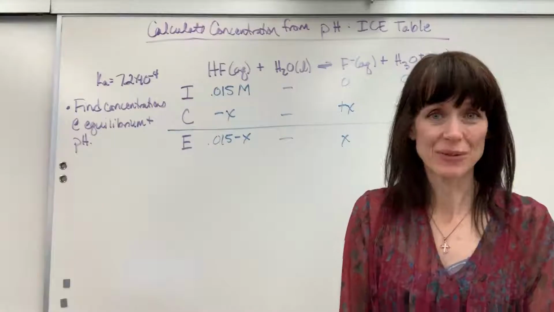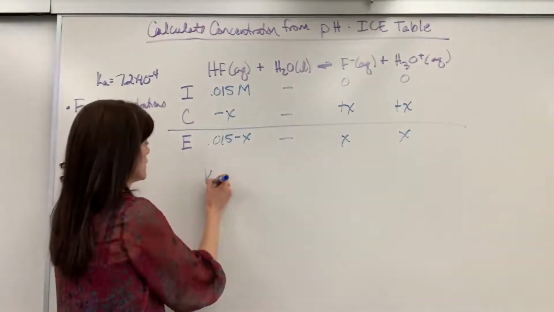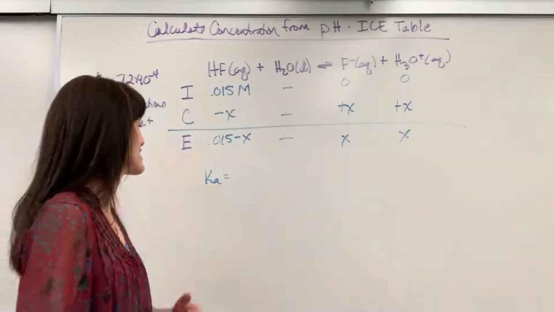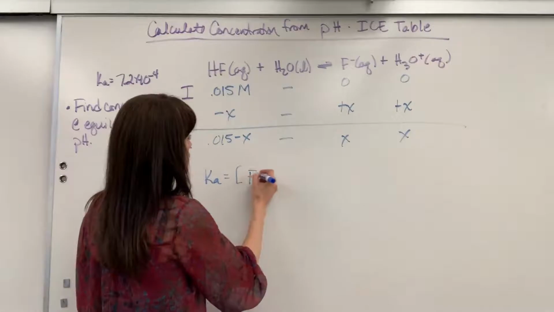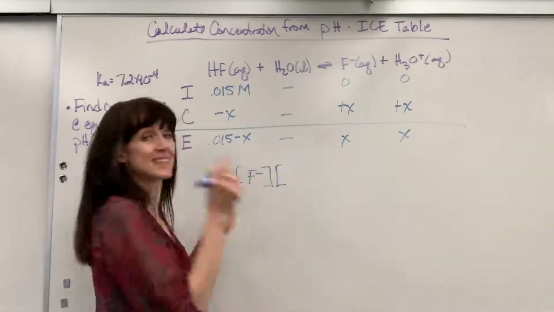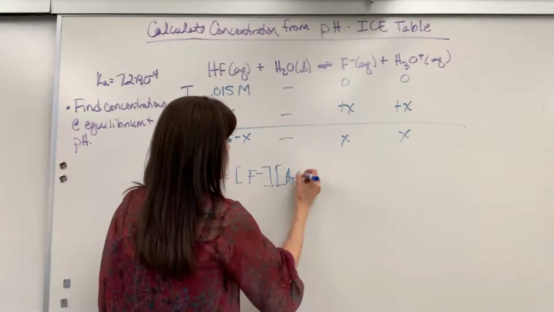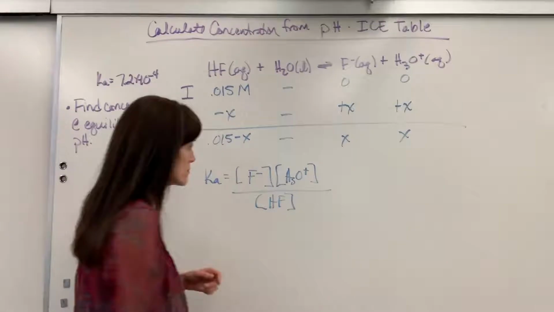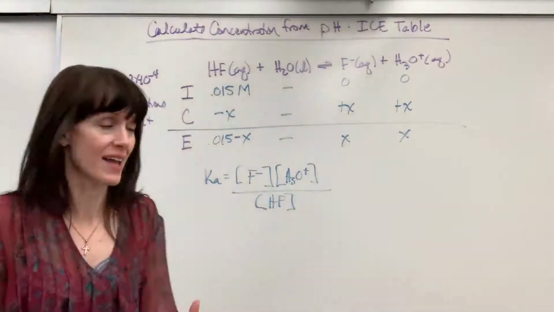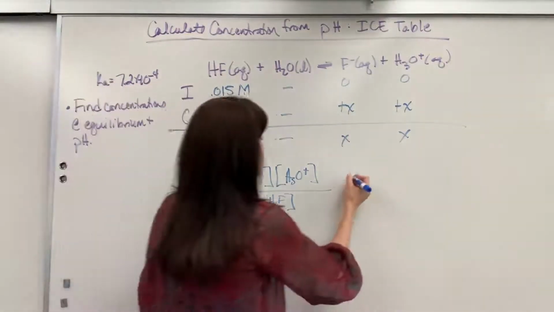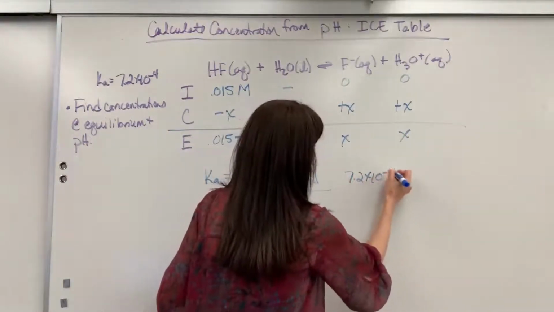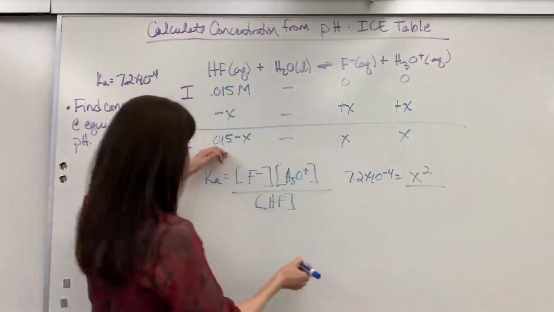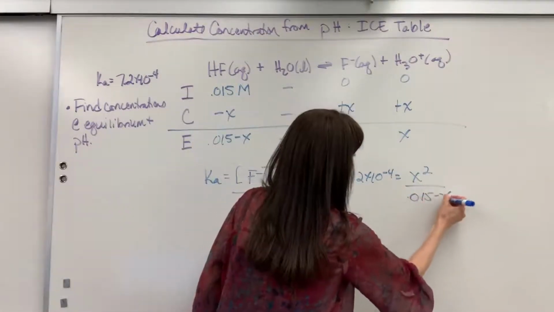Okay, now let's write our equilibrium expression. We're going to have the Ka, our equilibrium constant, also called the ionization constant for the acid reaction, and it's going to be the fluoride ion raised to the 1 power times the hydronium ion raised to the 1 power divided by the hydrofluoric acid. Now I'm going to plug in everything I have. We've got the Ka, that is 7.2 times 10 to the minus 4, equals X times X, which gives me X squared, divided by 0.015 minus X.